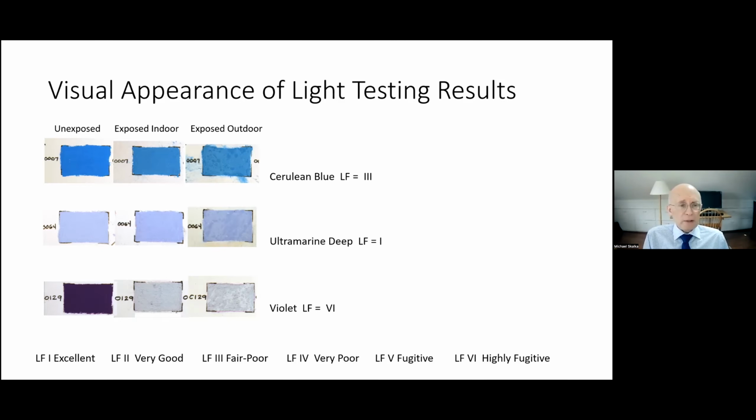So what you're going to see in the first column on the left, hopefully on your screens, will be the unexposed sample. This is the virgin sample that never got to be put into outdoor light. Then you're going to see the middle column is the exposed indoor sample.